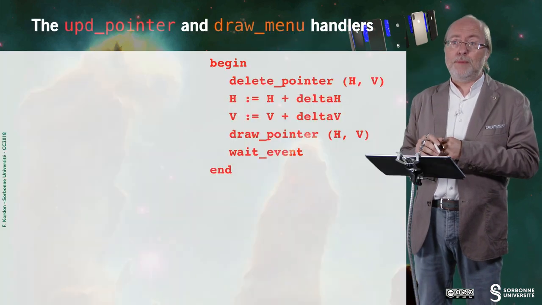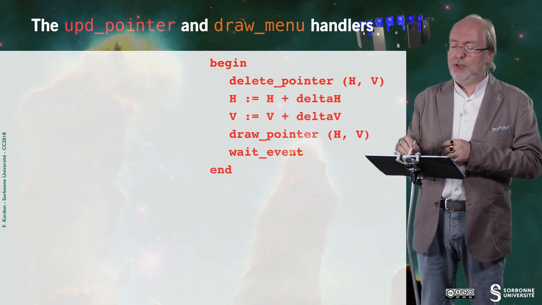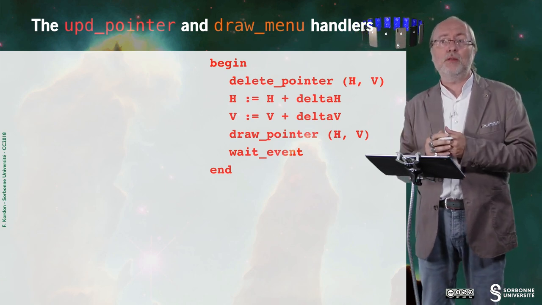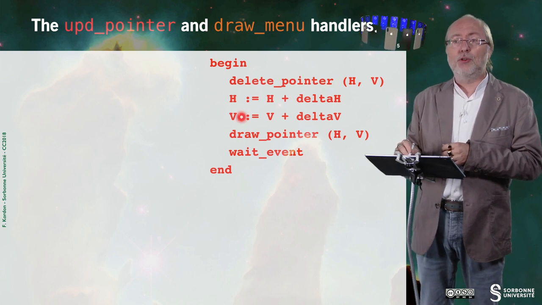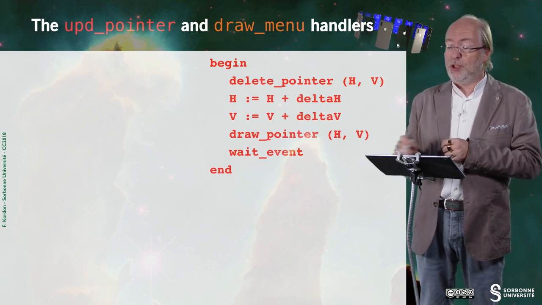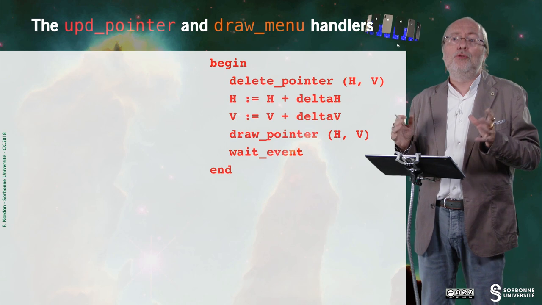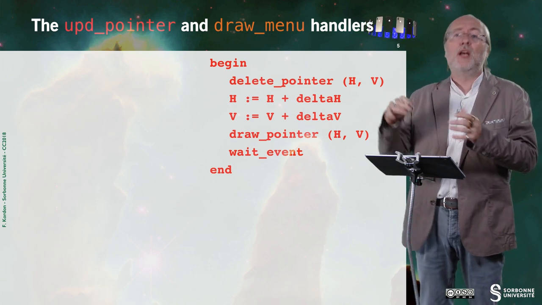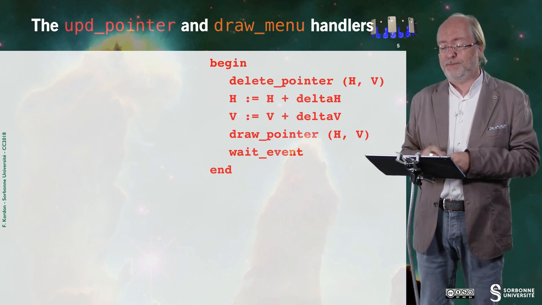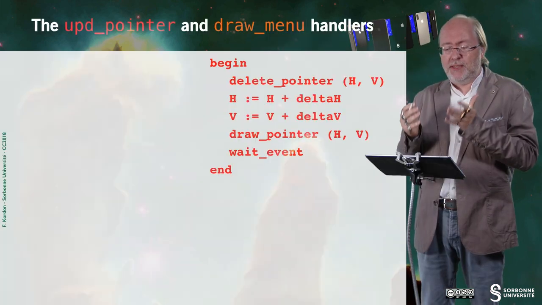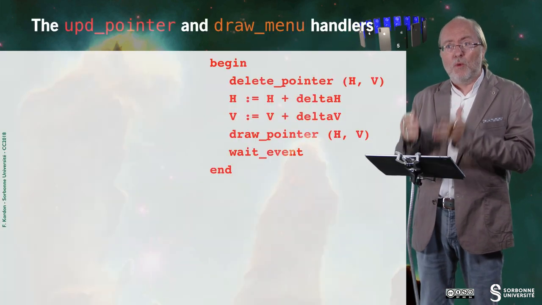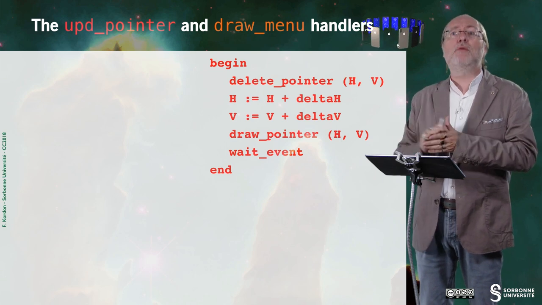So let's just program these two handlers, starting with UPD pointer, for update pointer. Obviously what you do is delete the pointer at its current position, then update its current position, then draw the pointer at its new position, and wait for an event. You have nothing else to do. You wait for the next event. It can be another move, it can be a press on the left button. So it's very easy. And you clearly see that this will be executed only when some move of the mouse is operated.